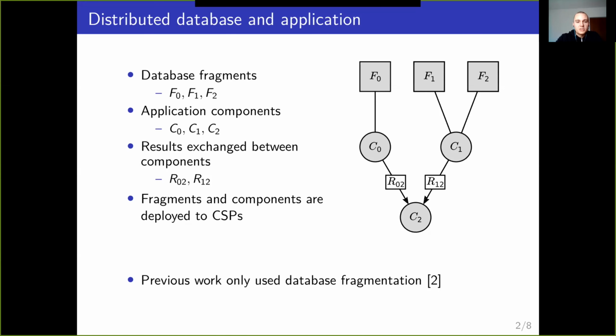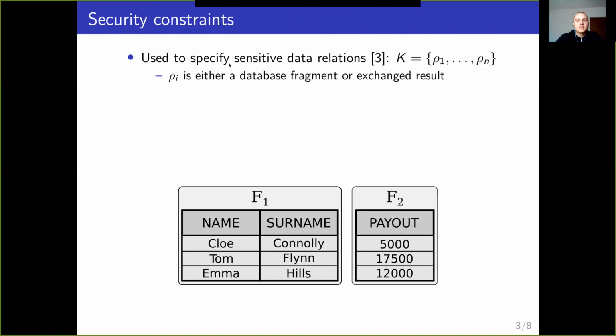In our model, we use security constraints to specify sensitive data relations. So they are a way of saying, I do not want these resources to be available on the same cloud. So in this example, we have a vertical fragmentation where person name and surname is split from the payout amount. And then these fragments are deployed to different clouds. So in the event of a data leak on one of the clouds, the attacker cannot link a person to a payout amount.